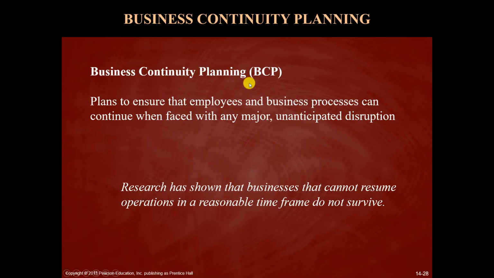Now, the final area that may be a responsibility of a chief security officer that we will discuss is business continuity planning in relation to information systems. So, business continuity planning typically involves creating plans to ensure that employees and business processes can continue when faced with any major anticipated disruptions. Research shows that businesses that are not prepared for major disruption, businesses that cannot resume operations in a reasonable time frame, often go out of business.